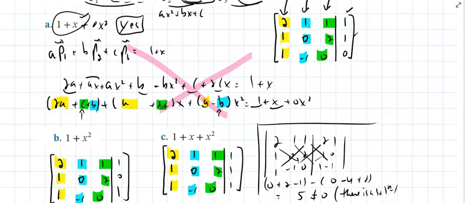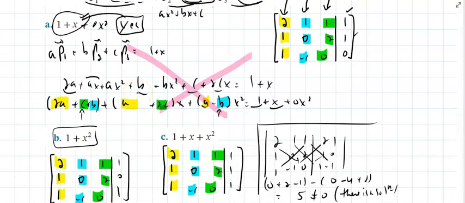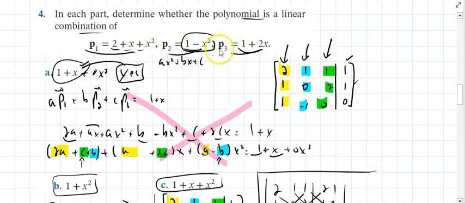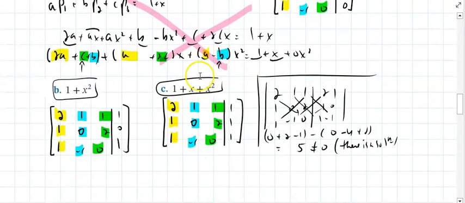Yes, 1 plus x is a linear combination of those. 1 plus x squared is a linear combination of those, and 1 plus x squared is a linear combination of those as well. So it's enough for me just, if I want to know if there's a solution or not to do any of this work, just take those and say, look, 2, 1, 1, 1, 0, negative 1, and 1, 2, 0. That's the matrix, that's the coefficient matrix. If the determinant of that equals 0, there's no solution to any of those. And if that determinant doesn't equal 0, there is a solution.